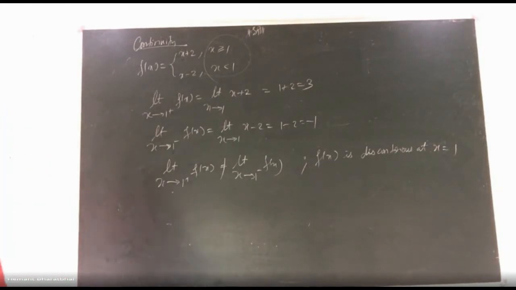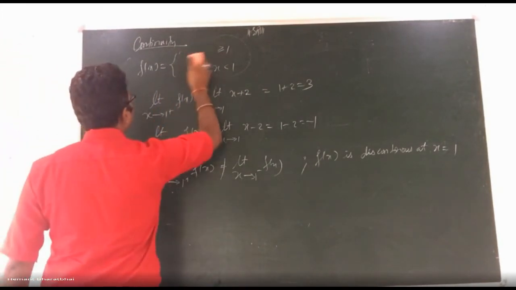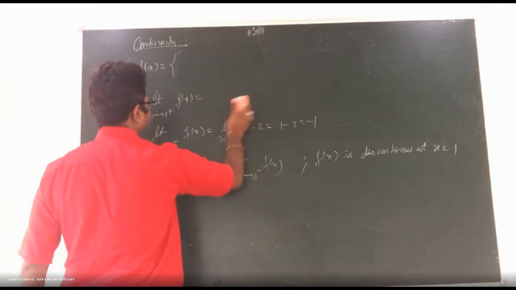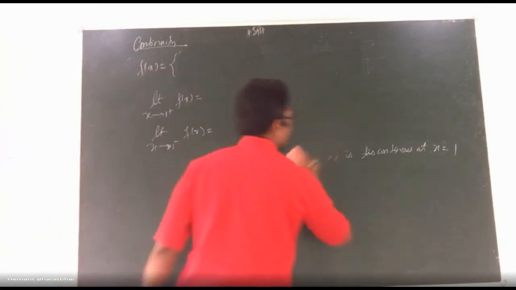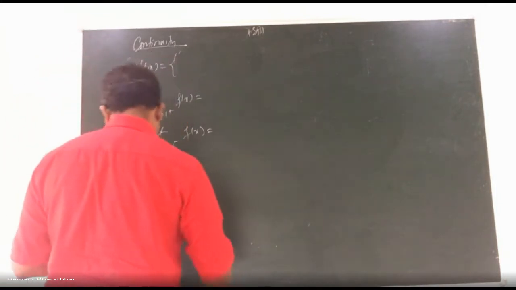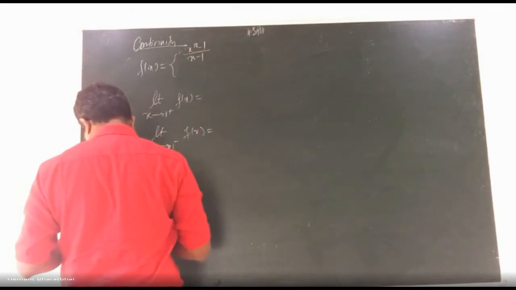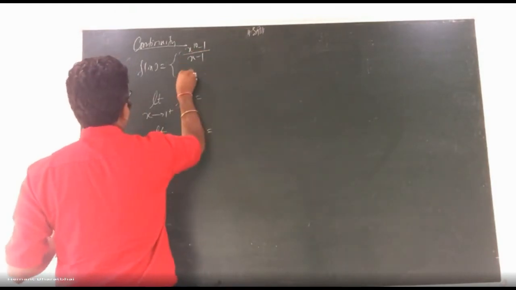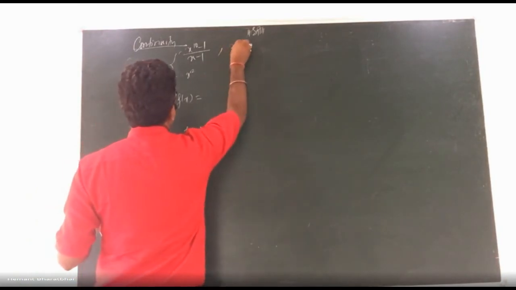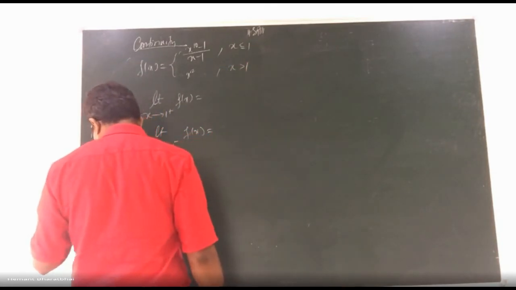Okay, let's see one more. Hope everyone is taking the screenshot. Let us see one more. f of x is equal to (x^10 minus 1) upon (x minus 1) when x is less than or equal to 1, and x squared when x is greater than 1.